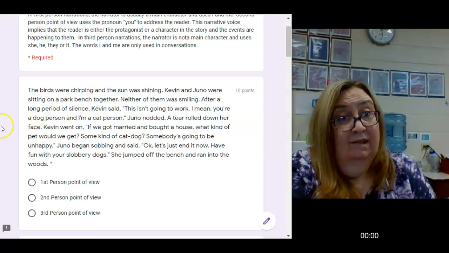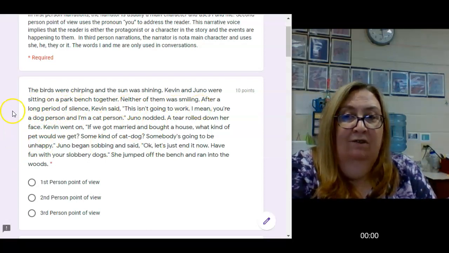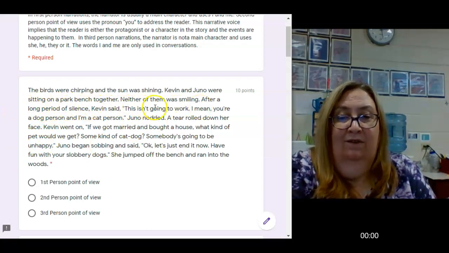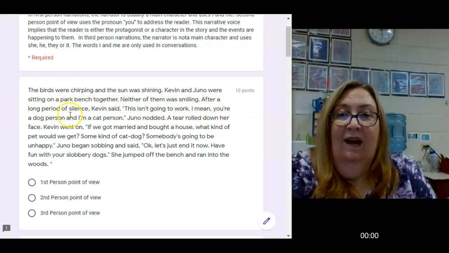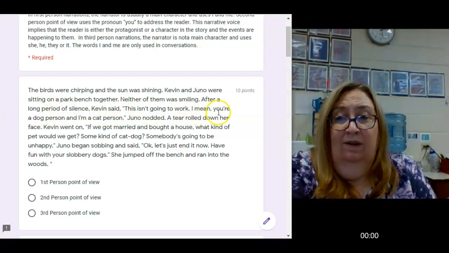I've already found a mistake. I gave you the same one twice. "The birds were chirping and the sun was shining. Kevin and Juno were sitting on a park bench together, and neither of them were smiling. After a long period of silence, Kevin said, 'This isn't going to work. I mean, you're a dog person and I'm a cat person.'"